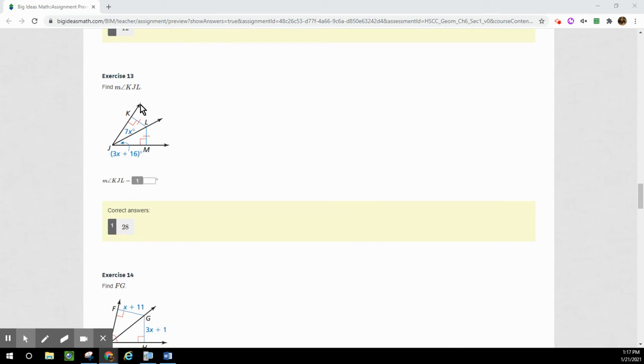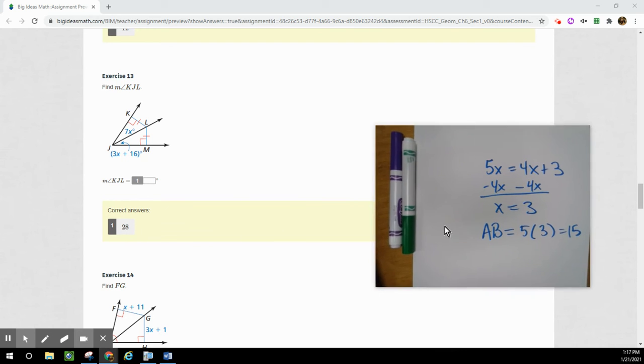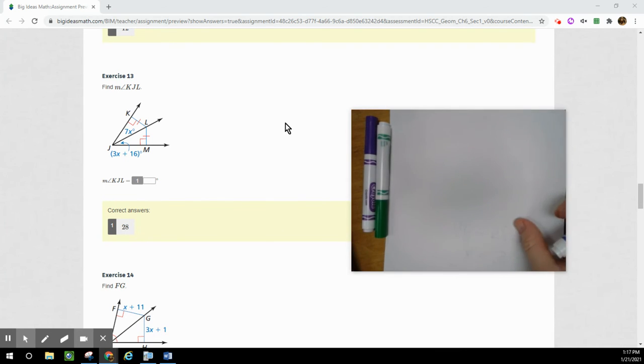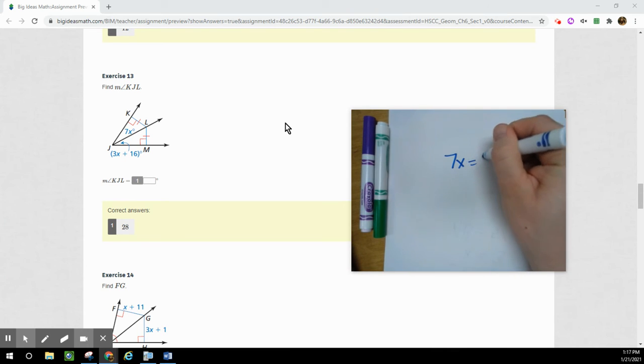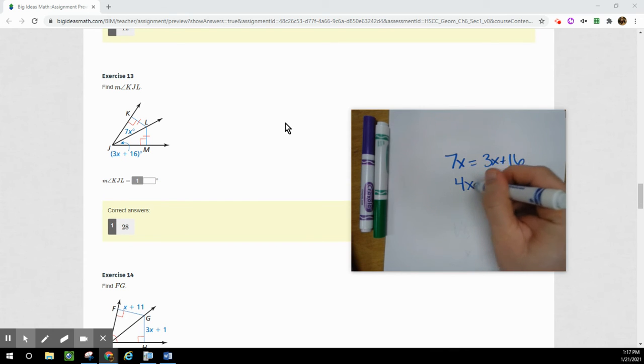In number 13, the measure of angle KJL. This is, again, another angle bisector problem. Let's go ahead and solve this one. So if it's an angle bisector, we know 7x equals 3x plus 16. So 4x equals 16, and if we divide both sides by 4, we get x equals 4.